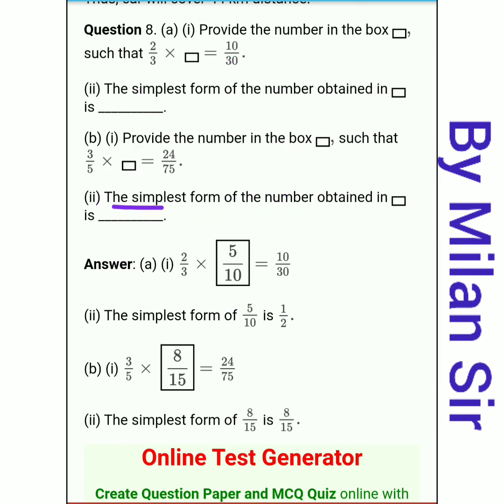Now the last question, the simplest form of the number obtained in the box. Now the simplest form of 8 upon 15. Here we cannot cut anything from the numerator and denominator. So 8 upon 15 remains as it is. We cannot do any simplification here. So this is the simplest form. So the simplest form of 8 upon 15 is 8 upon 15.